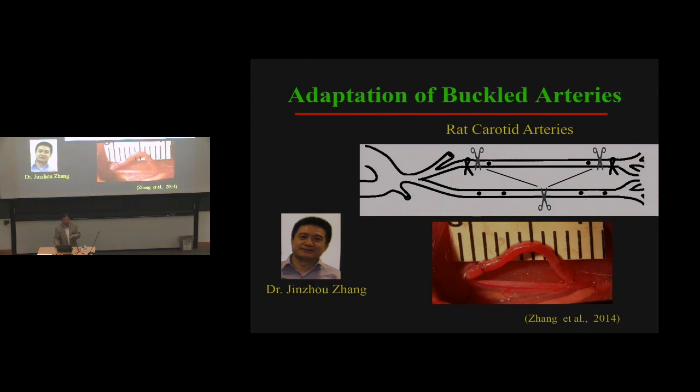Actually, Dr. Zhang, he is a heart surgeon. He came here a couple of years ago, and he did all this experiment for us. Basically, you take a piece of artery from one side of a rat, cut a segment, and transfer it to the other side. This way you create, as you show here, a loose connection, and that vessel will buckle under the pressure. And then you want to see how this vessel adapts.